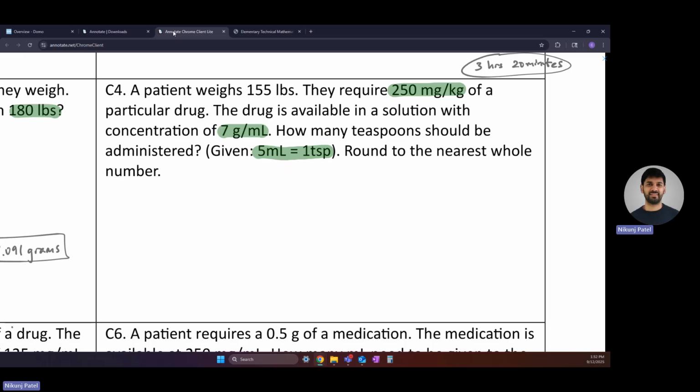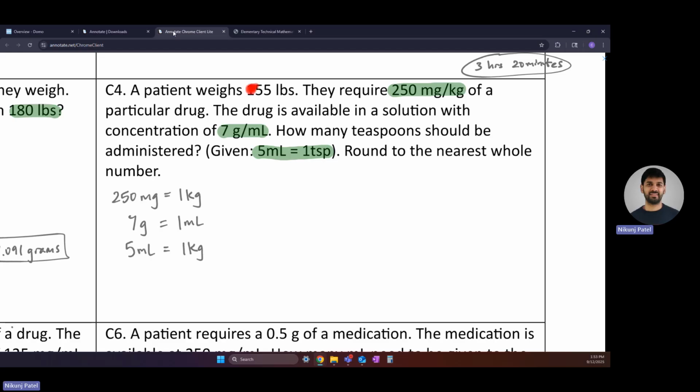So let's list out these conversion factors. 250 milligrams is equivalent to 1 kilogram of the patient's weight. Then we have 7 grams is equal to 1 milliliter. That's the second conversion factor. And this third one is written right there. I'll just rewrite it down here so it's in our list: 5 milliliters equals 1 teaspoon.